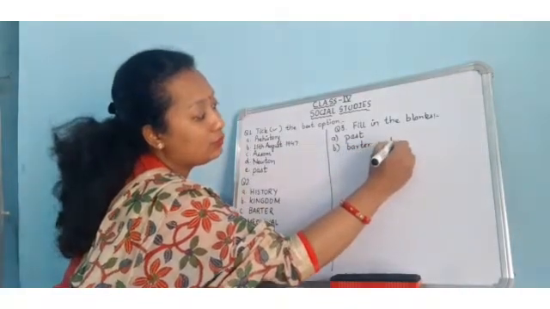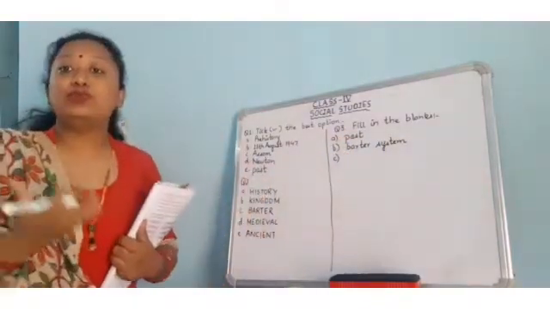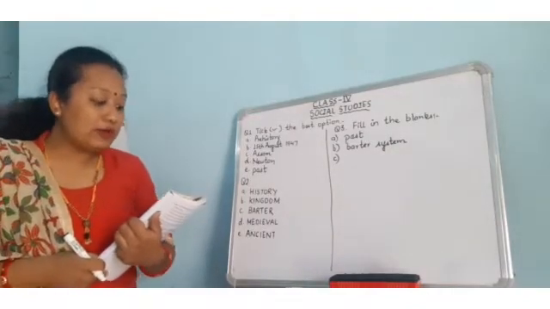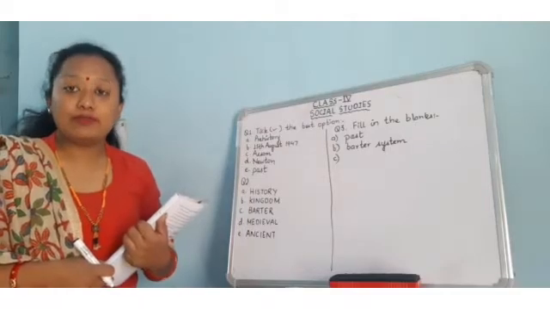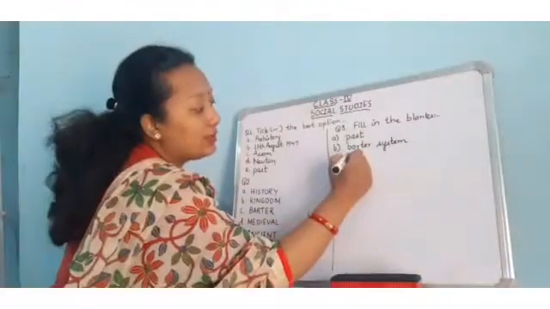In barter system, I told you, when money was not invented, people used to exchange goods for other goods. Number 3, ancient period comes after which period? Ancient period comes after prehistoric time.